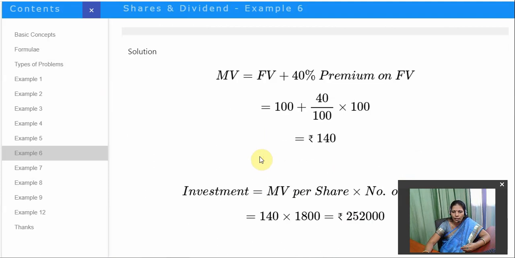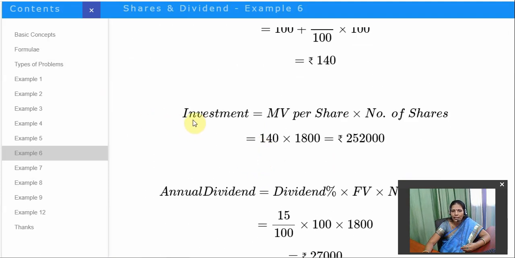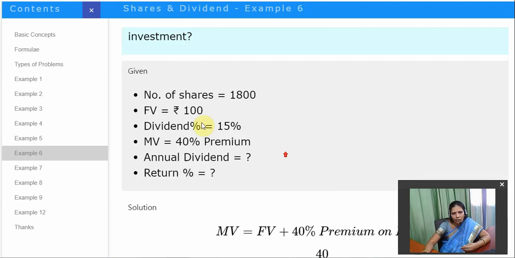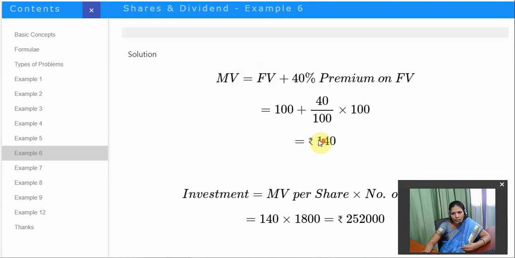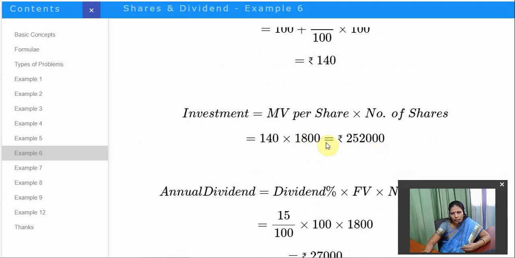Right? Now we are finding the investment. Investment is equal to market value per share into number of shares. So market value per share, we just now found it as 140, and the number of shares is already given here, 1800. So the investment is 252000. So now this is the investment.